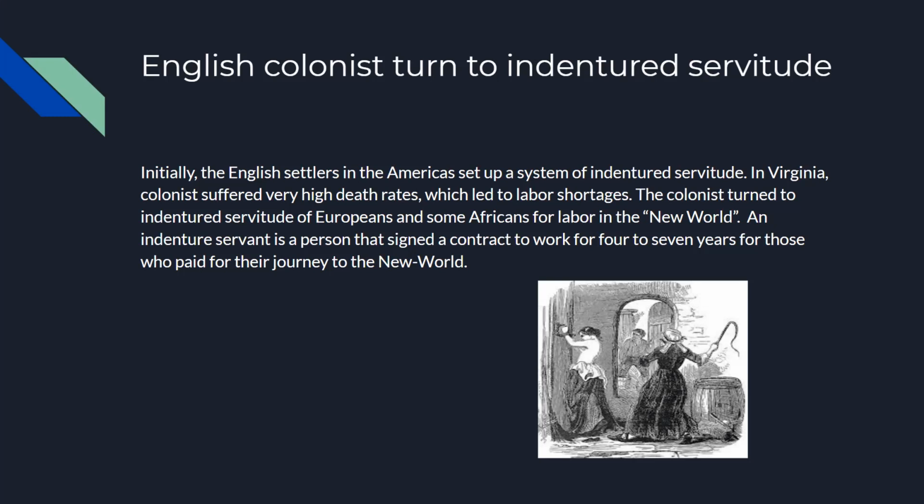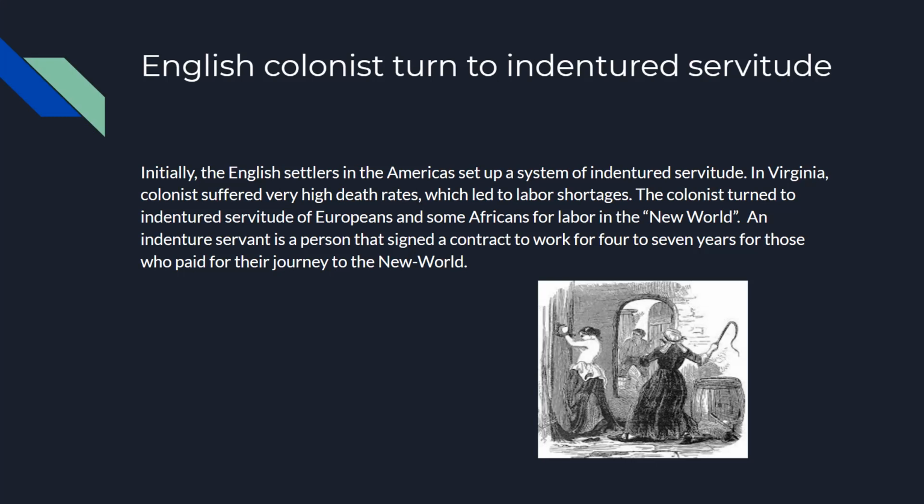An indentured servant is a person who signed a contract to work for 4 to 7 years for those who paid for their journey to the New World. In all, most indentured servants were of European descent. They were white, English, Anglo-Saxon Protestants.